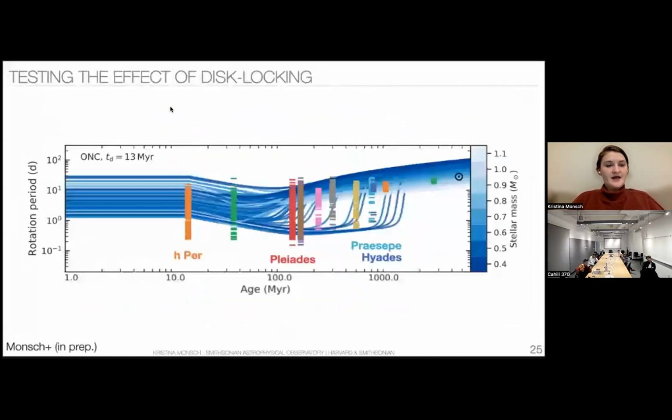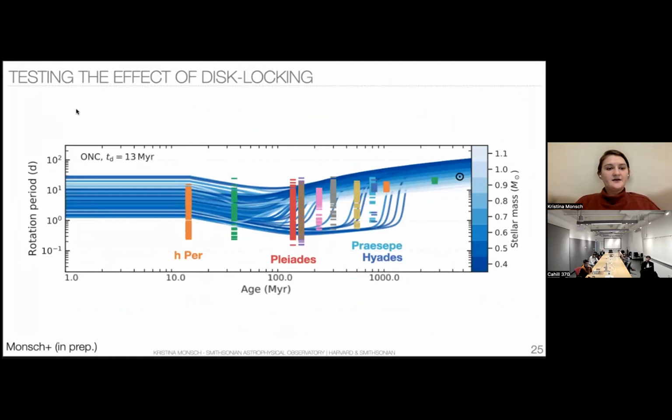Here I was using the ONC as an input. I used the rotation periods from the ONC, and I calculated the rotation period as a function of stellar mass and X-ray luminosity from that region. So I could calculate the disk lifetime, but just as a proof of concept, I was first assuming constant disk lifetimes, which is typically done in these stellar spin-down models.